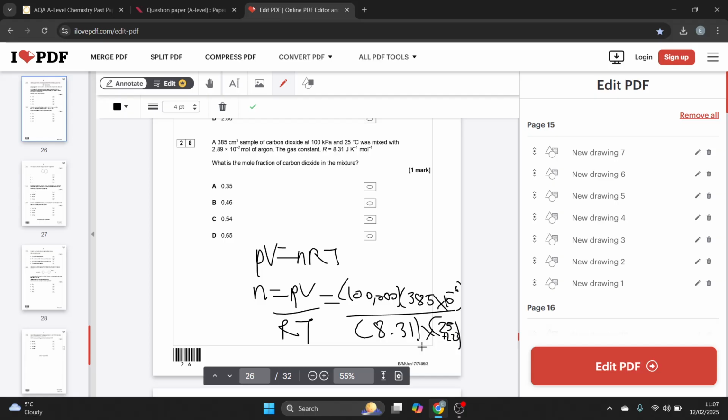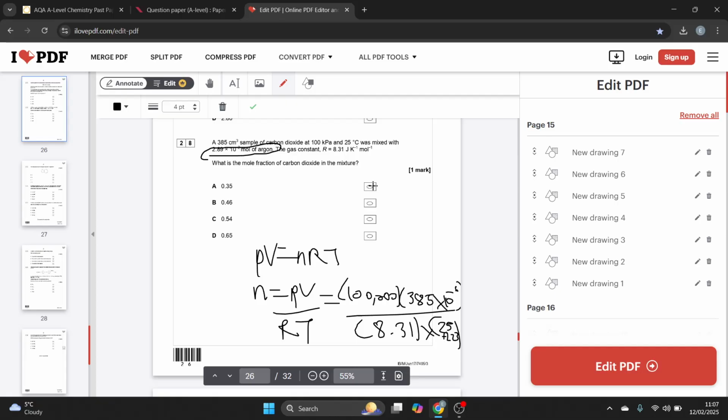If I do that, 100,123 times by 385 times by 10 to the power minus 6, over 8.31 times by 25 plus 273, I get the number of moles. And then I know it's mixed with this much number of moles. So therefore the mole fraction of carbon dioxide is going to be my answer over 2.89 times by 10 to the power minus 2 plus that. And I get 0.35.